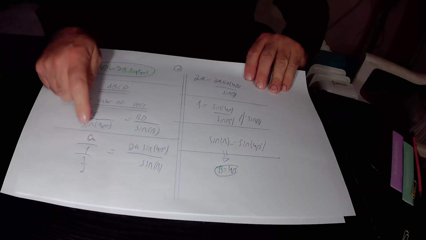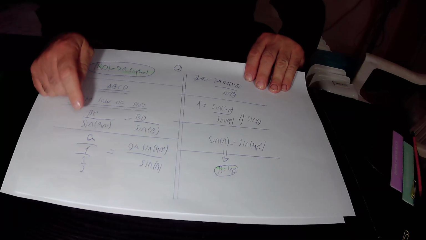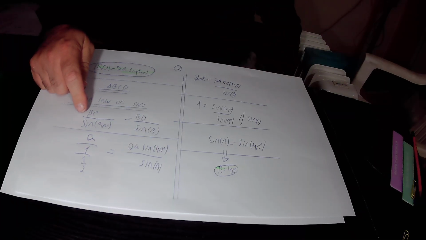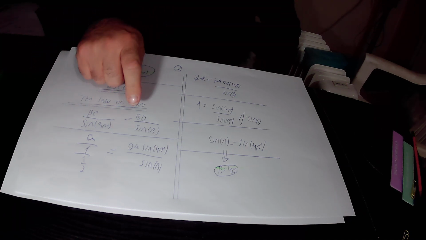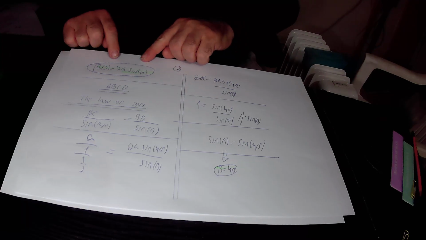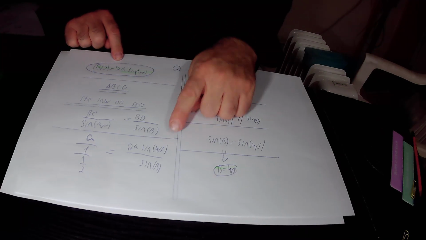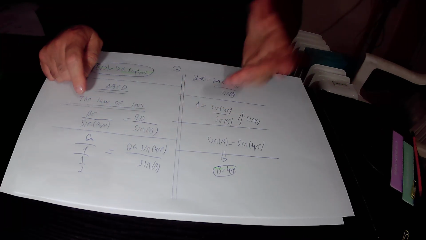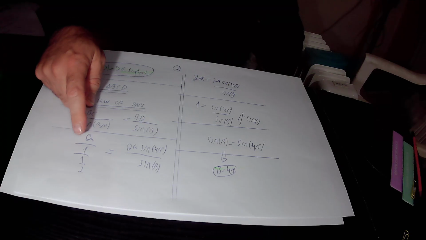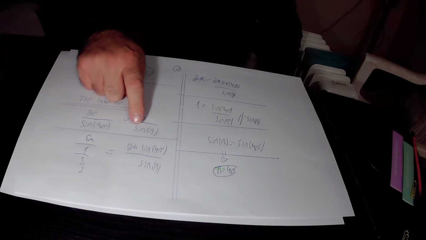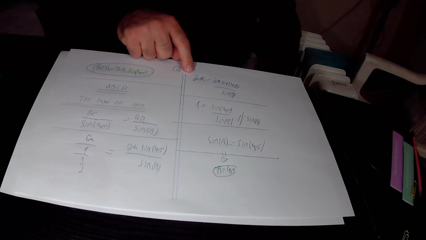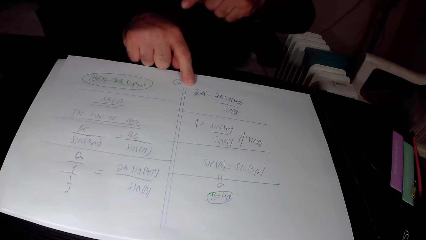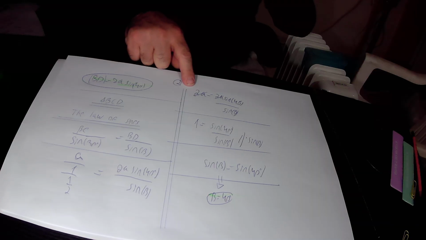BC equals A, and sinus 30 degrees is 1/2. So in total, on this side of the equation, we have A over 1/2, while on the other side of this equation, we have BD. BD is 2 times A times sinus 40 degrees over sinus beta. So A over 1/2 equals 2 times A sinus 40 degrees over sinus beta. A over 1/2 is 2A, so 2A equals 2A times sinus 40 degrees over sinus beta.